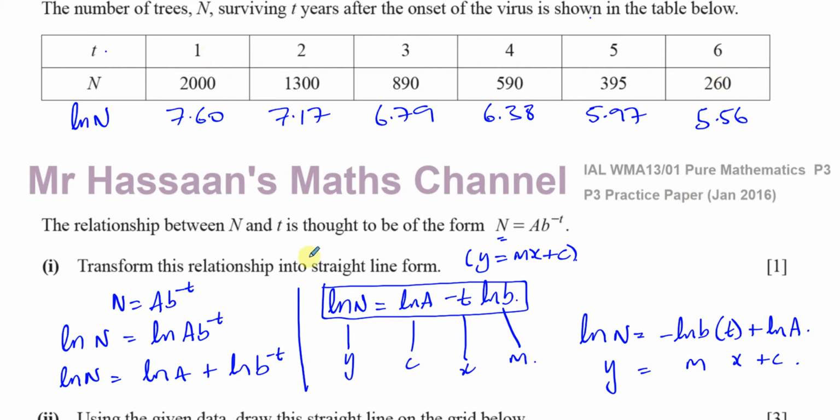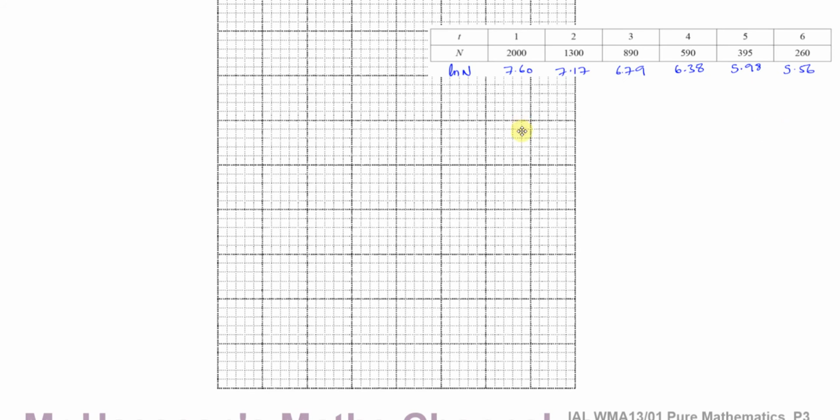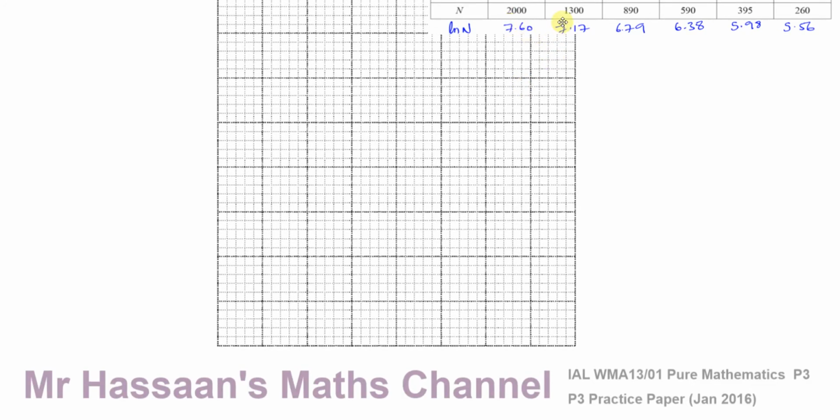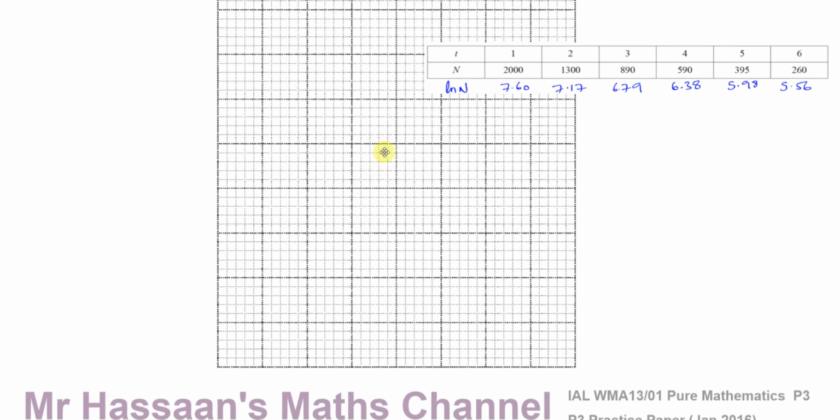So I need to plot these on the graph below. Here I have my table and I have my grid, and I need to plot these on this grid. Now I need to use ln n against t. So this will be my ln n, my y-axis, and this will be my t, my x-axis. This is in hours. I've got to plot from 1 to 6 for the t, which is not a problem: 1, 2, 3, 4, 5, and 6. And for ln n, I need to go from about 5.5 up to around 8. I'll just put these as 1, 2, all the way up to 8. I've got enough space.